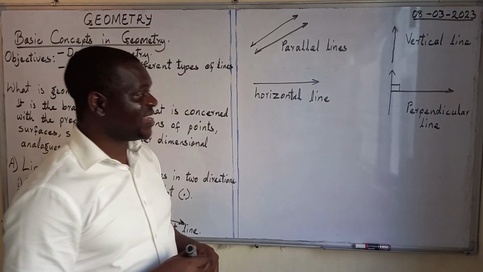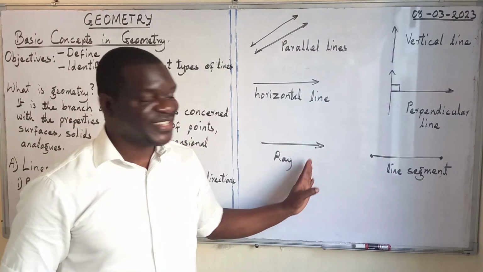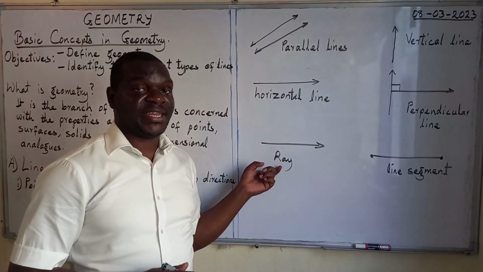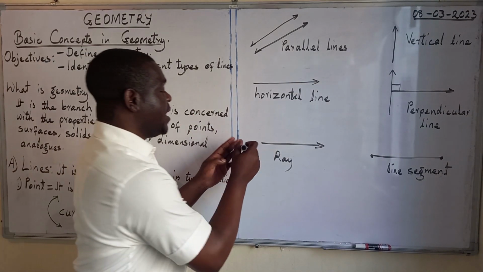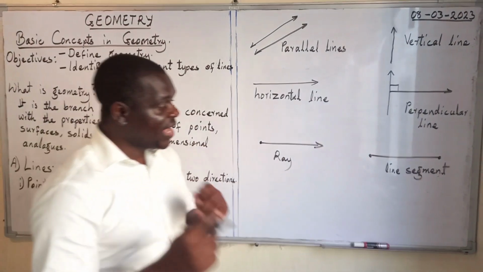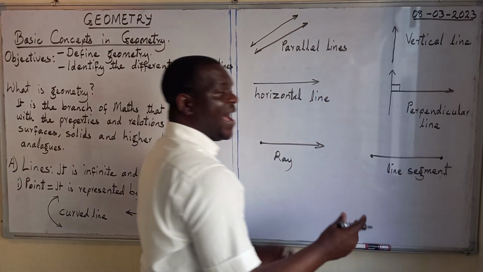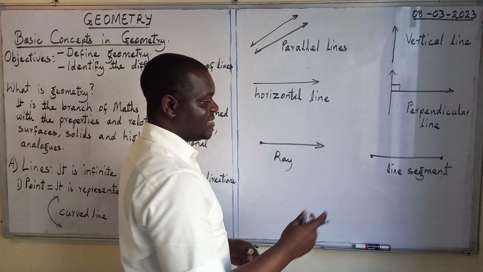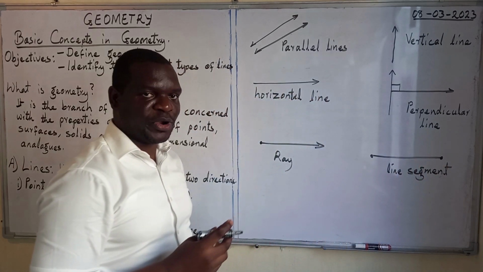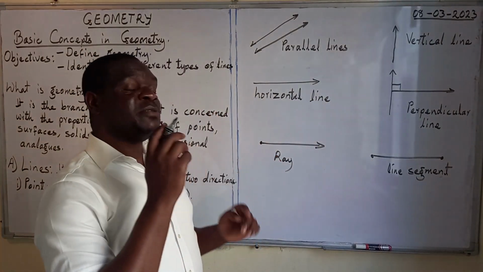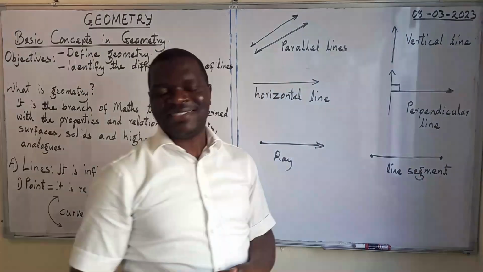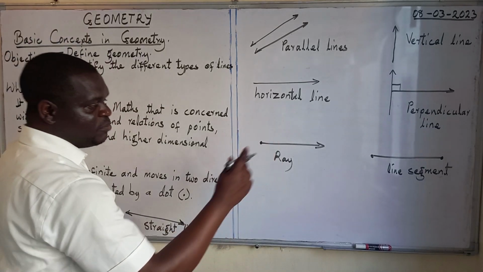Let's move to the next. Look at these two carefully. Sometimes we get confused. Let me explain. This is called a ray. A ray starts from a point and moves infinitely in one direction, whereas a line segment has a finite distance. That is, it starts from a point and ends at a point. So if you look at a ray, it moves infinitely. Meanwhile, a line segment has a finite distance. With this, we can move to the next.